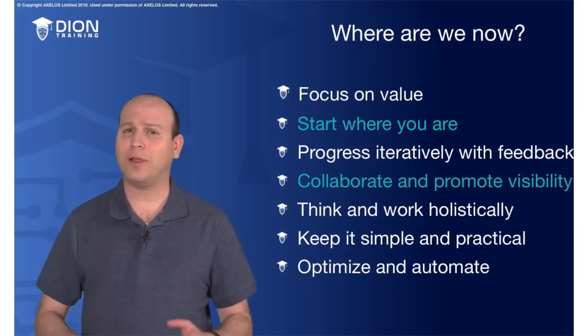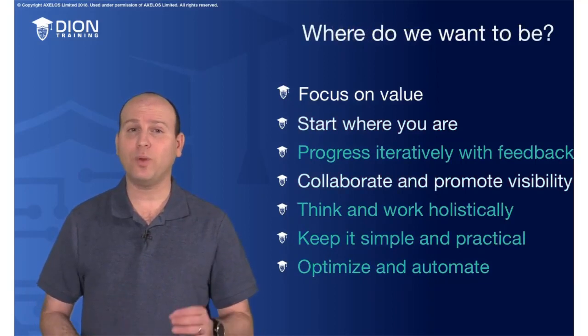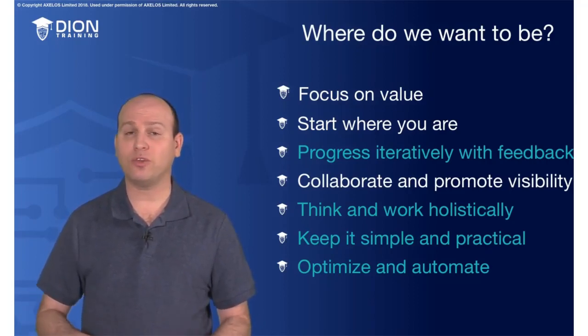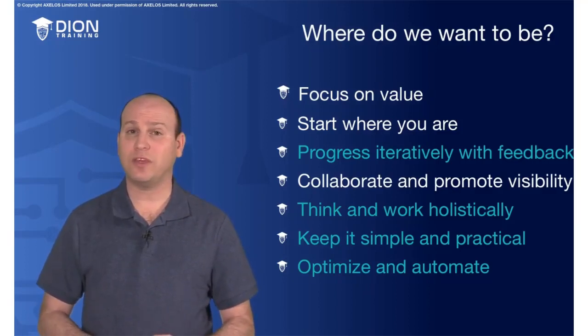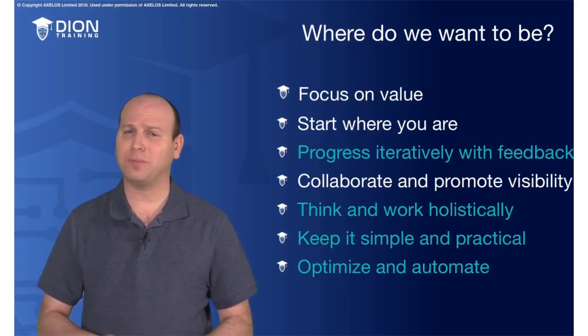Also, we want to collaborate and promote visibility. We want everyone to know exactly where we are and how we're performing. Third, we want to go to where do we want to be. This is where we're going to progress iteratively with feedback. We're going to start setting out goals and start some things into motion. We also want to think and work holistically so we can think about how it's going to affect the entire organization. We also want to think about keeping it simple and practical.